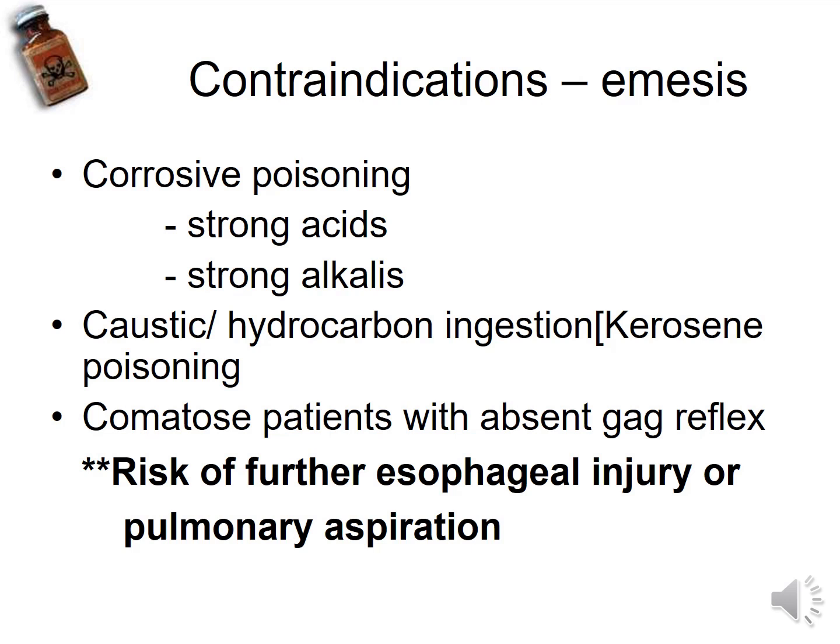There are some contraindications for emesis. In corrosive poisoning like strong acid or strong alkali, you should not do emesis. Caustic hydrocarbon or kerosene ingestion is also contraindicated. And in comatose patients with absent gag reflex, it is useless giving emesis. In these conditions you do not give emesis, because in corrosive poisonings there is further risk of esophageal injury, and in caustic hydrocarbon ingestion there is risk of pulmonary aspiration.